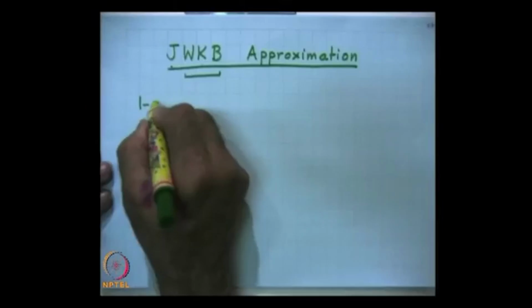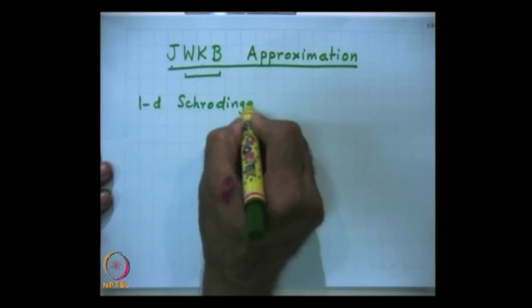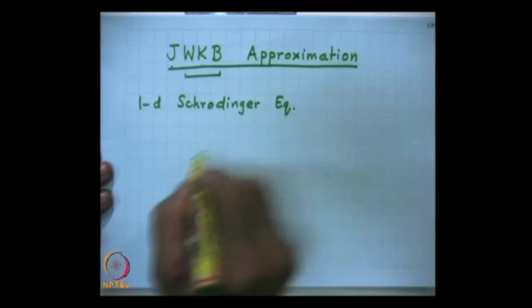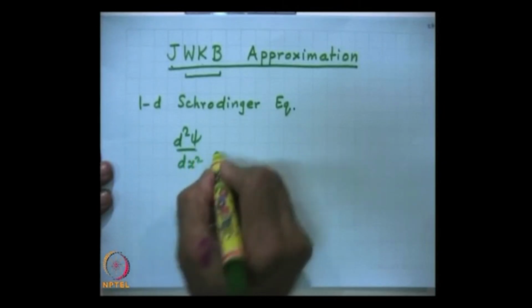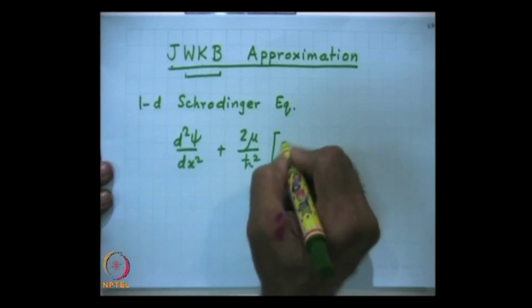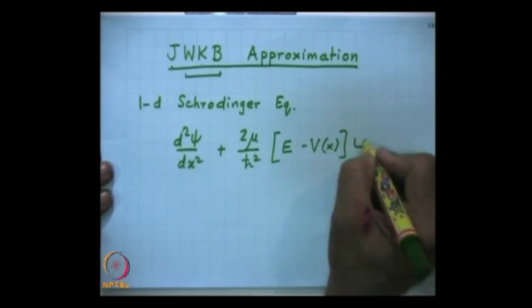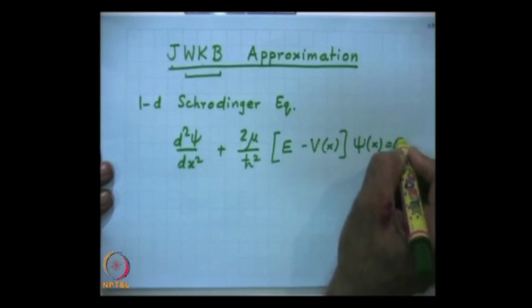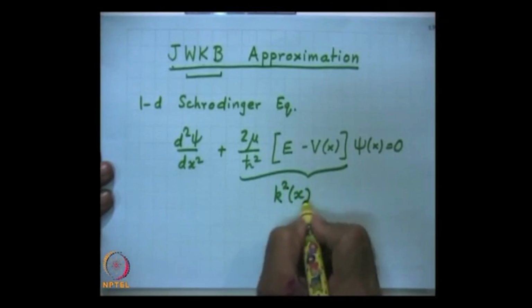solution to a differential equation, I think it is appropriate, and many people do that, to write this as the JWKB approximation. Now, our Schrodinger equation, the one dimensional Schrodinger equation, is in the form of d2 psi by dx square plus 2 mu by h cross square E minus V of x psi of x is equal to 0. So, this function is a known function of x. So, we denote this by k square of x.